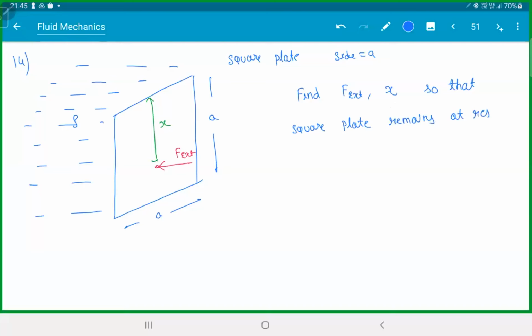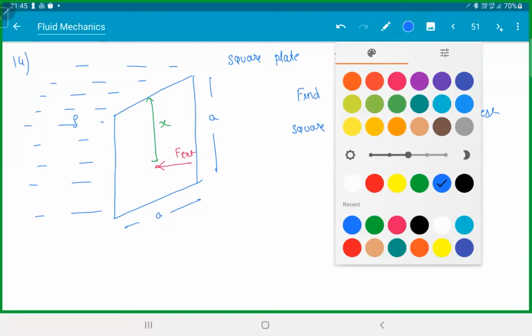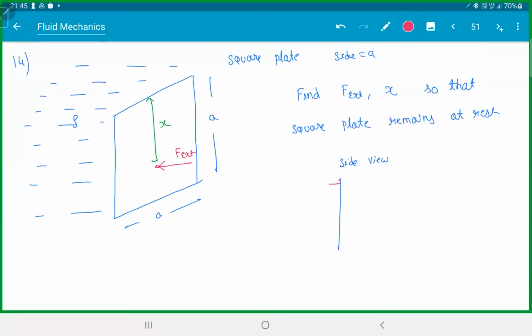Now I'll tell you what exactly happens. If you take the plate, the side view, can you tell me where the force will be more? If you see, as you go down, the pressure will become more and more. There is more pressure at the bottom. So there's a tendency for the plate to rotate like this. So you have to apply a force a little below the center of mass in order to keep it balanced.